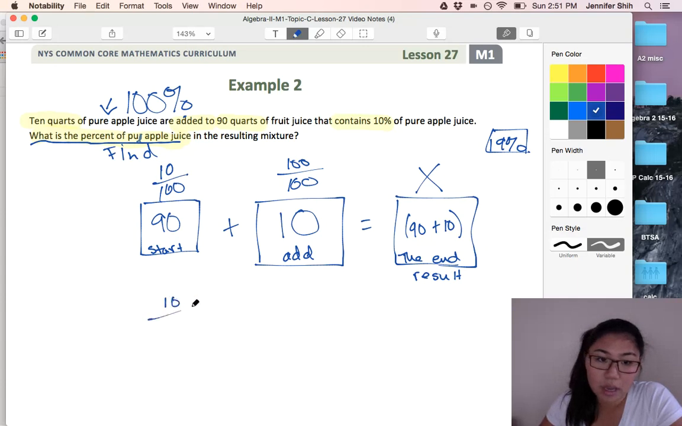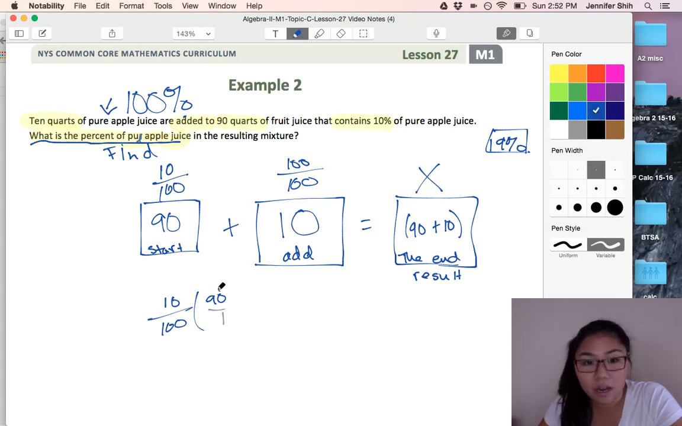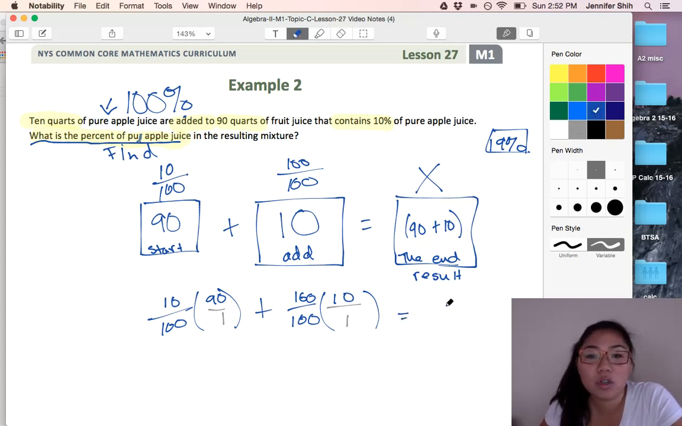So I have 10 over 100 times 90. And again, there is an invisible 1 down here, just so that we know to multiply across. Plus, I have 100 over 100. And then I'm going to multiply it by 10, but I know that there's an invisible 1 down here. And then that is going to equal X.